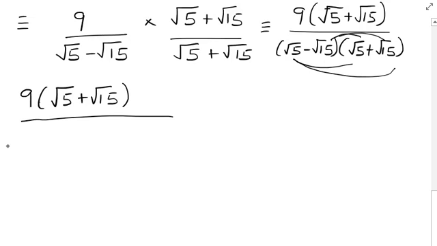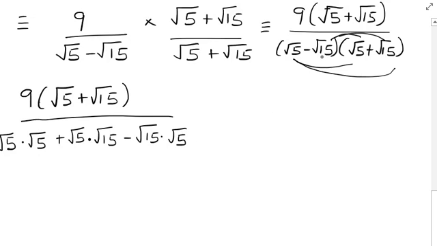So that will be root 5 multiplied by root 5, then root 5 multiplied by plus root 15, then minus root 15 multiplied by root 5, and minus root 15 multiplied by plus root 15. So minus root 15 multiplied by root 15.